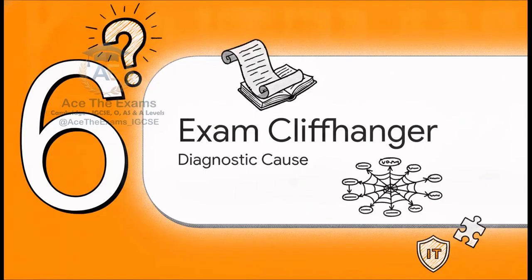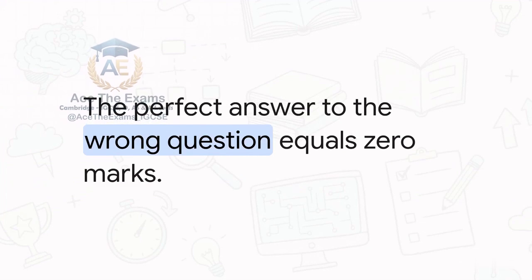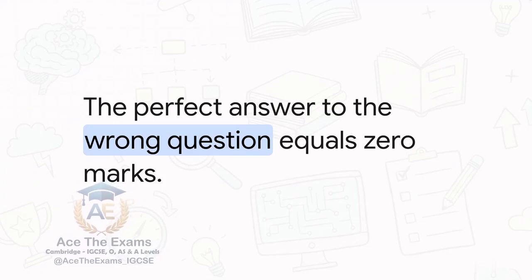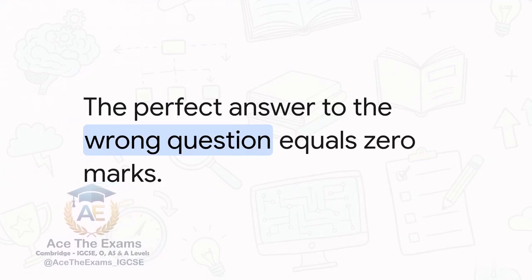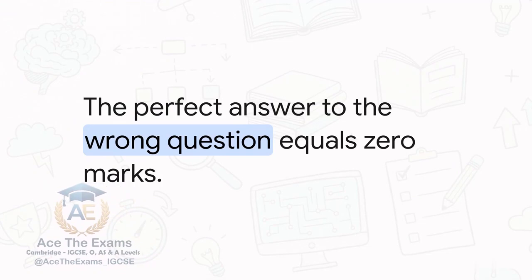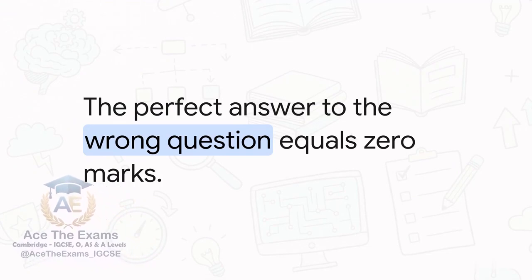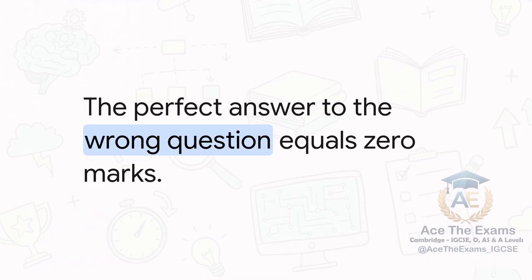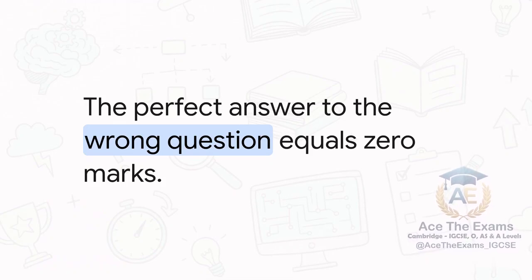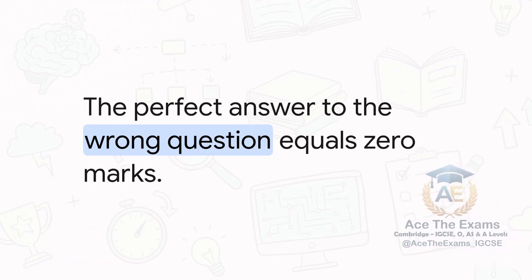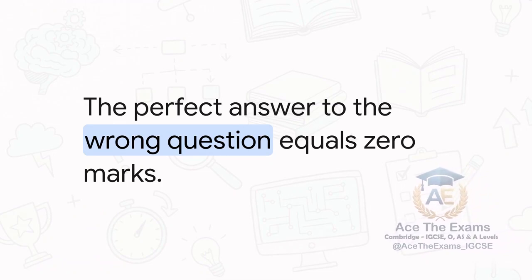Section 6, the diagnostic exam cliffhanger. So here's the thing. Mastering the methodology, the PELJ framework, and the terminology, that's actually only half the battle for your Information Technology 9626 exam. Consider this brutally honest formula: the perfect answer to the wrong question equals 0 marks. Seriously, even with the flawless 5-step method mark framework and even with absolutely perfect encryption terminology, if you answer the wrong type of question, you are still walking away completely empty-handed.